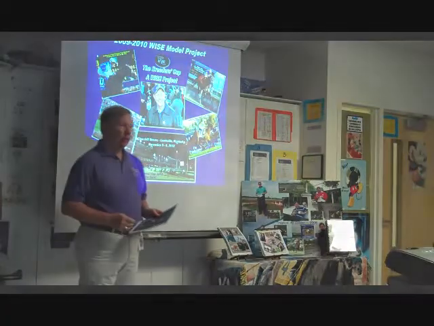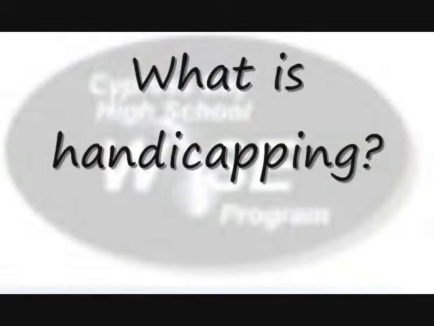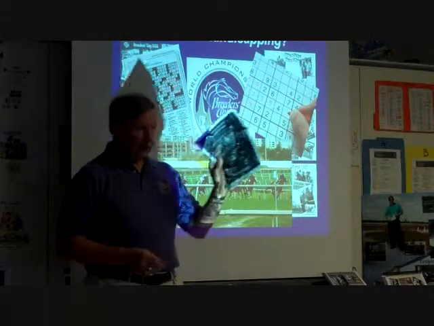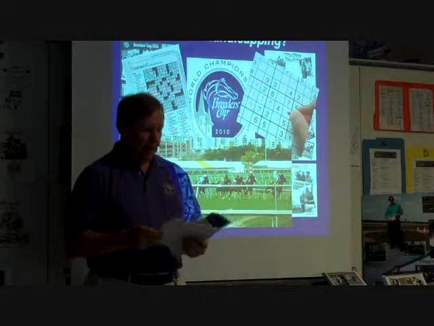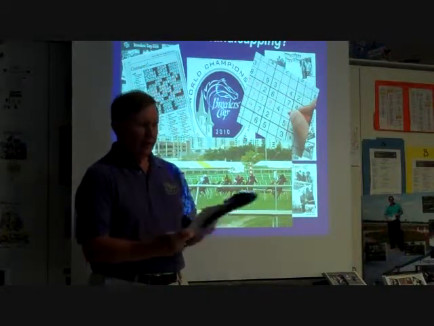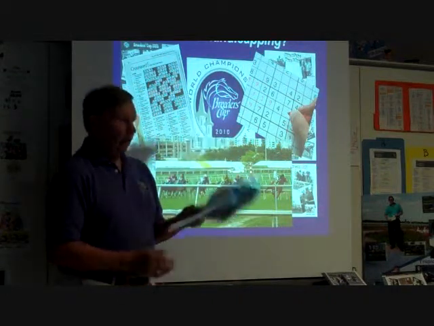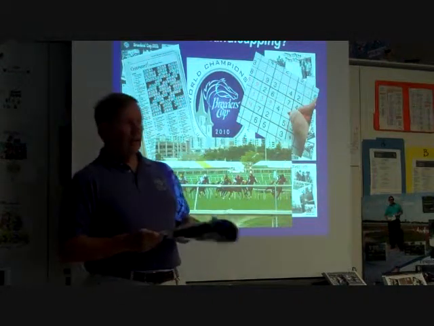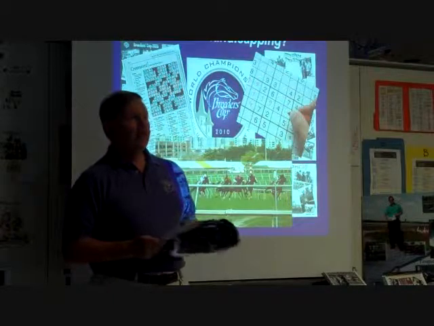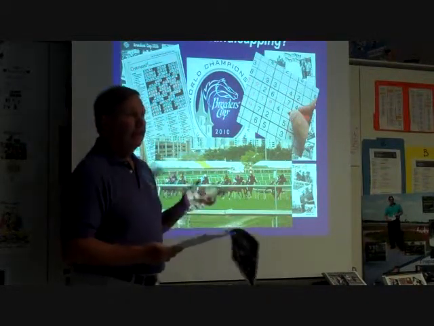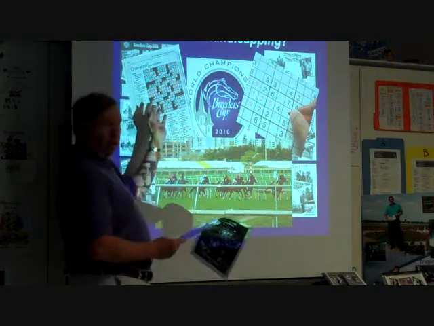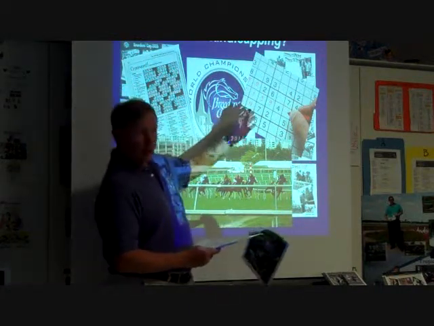So the first thing that we're going to do: what is handicapping? If you take a look in your packet, and if you turn to the second page after the outline, you'll see 6 simple steps. And this talks about how to look at the daily racing form. Handicapping a horse race, looking at the daily racing form, is just like any other puzzle. It's like doing a crossword puzzle or a Sudoku.